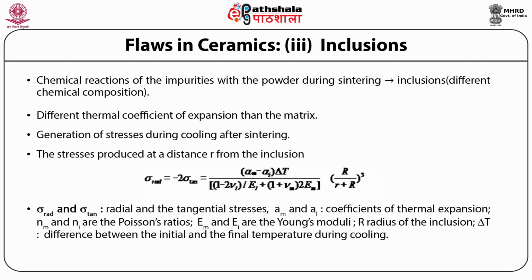Here sigma rad and sigma tan are the radial and tangential stresses respectively. Alpha m and alpha I are the coefficients of thermal expansions. Nu m and nu I are the Poisson's ratio. Em and Ei are the Young's moduli of the matrix phase and the inclusion respectively, and R is the radius of inclusion. Now delta T is the difference between the initial and the final temperature during cooling. So it can be seen that the stresses produced are directly proportional to delta T and vary as the cube of the size of the inclusion.